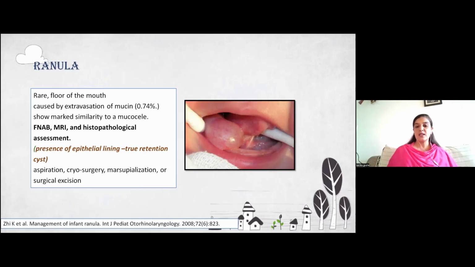You can see it as a true retention cyst with the presence of epithelial lining. For the treatment, if it is quite large in size, we go for marsupialization. Otherwise, surgical excision can be done. Nowadays, even cryosurgery can be preferred for ranula cases.